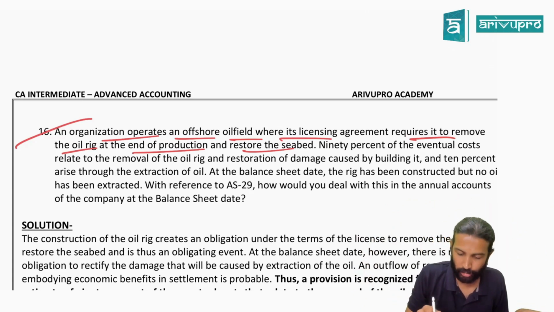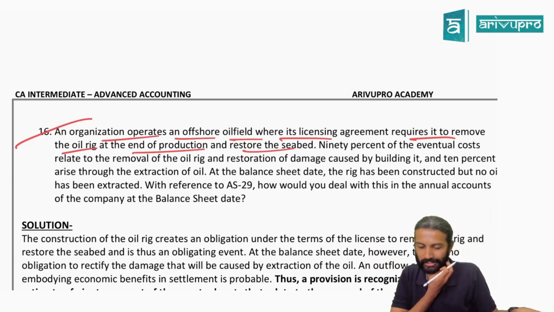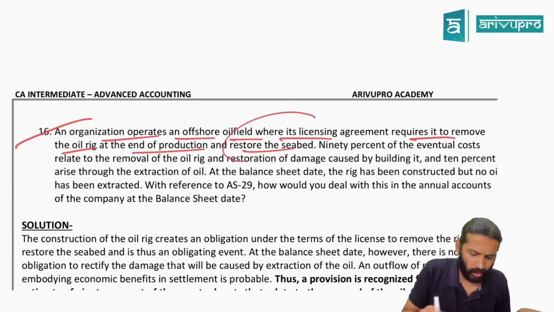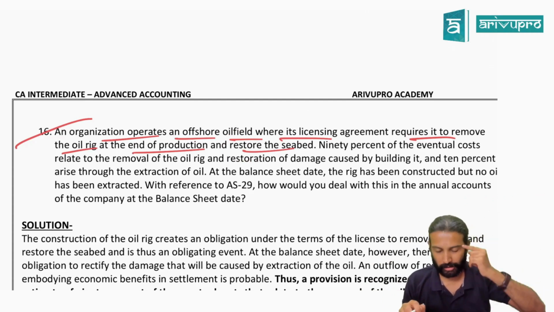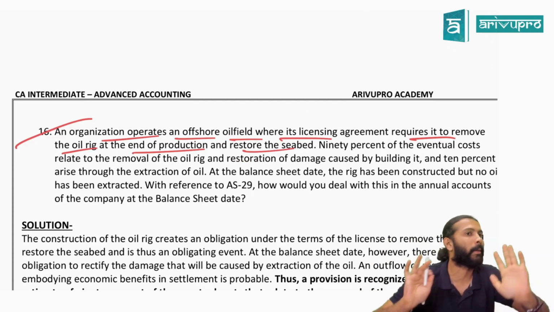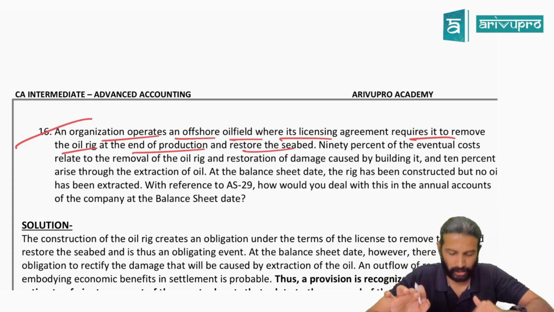I think group 1 guys should be able to relate this. I had given you the Vodafone example, tower. Any which way, that is there in accounting standard 10. Group 1, don't have to worry about that. So is this what I said now, did it make sense to you? Is this okay? That's what is happening here.